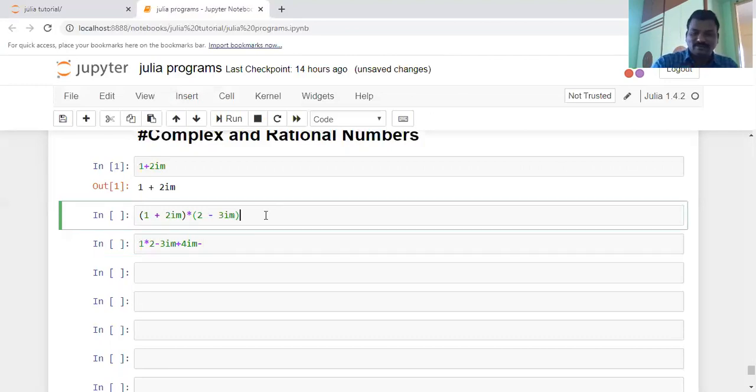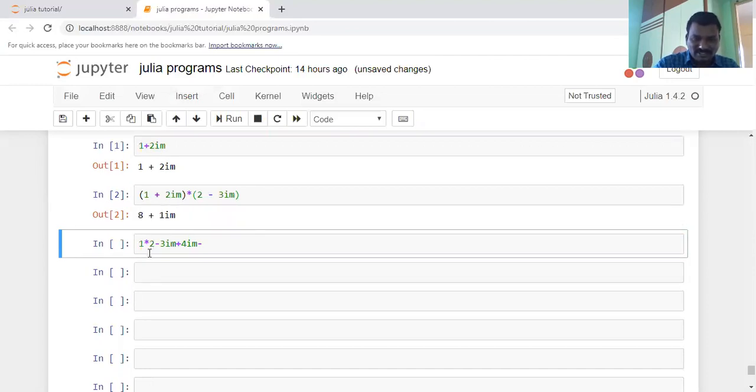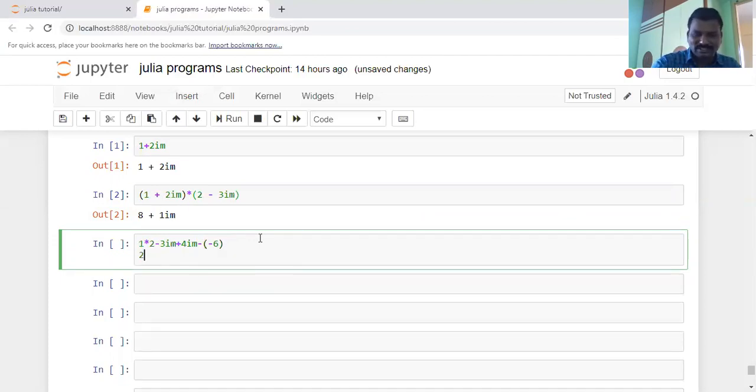If you execute this, the value is considered as a plus. 1 into 2 is 2, and 2im into minus 3im is minus 6 im into im, that value plus 1, so it becomes plus 6. Then minus 3im plus 4im gives 1im, and adding the real parts, 2 plus 6, gives 8. The result is 8 plus 1im.